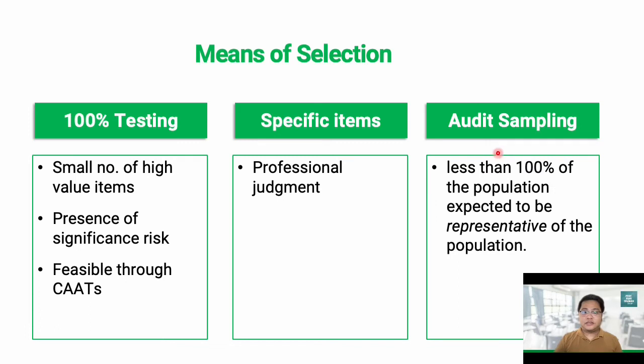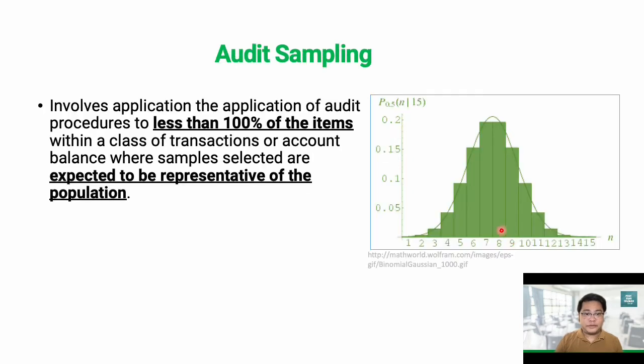And when we say audit sampling, we test less than 100% of the population, but expected to be representative of the population. Okay, because there's science behind it, like the normal distribution. Audit sampling involves application of audit procedures to less than 100% of the items within a class of transactions or account balance, where the samples that we have selected are expected to be representative of the population. Meaning, following the theory of probability in statistics, those items that we have selected for testing are expected to be representative of the condition of the rest of the population. This is the same science being used in, for example, surveys. If conducted properly, whatever conclusion you draw from the selected items would be true to the rest of the population. Okay?